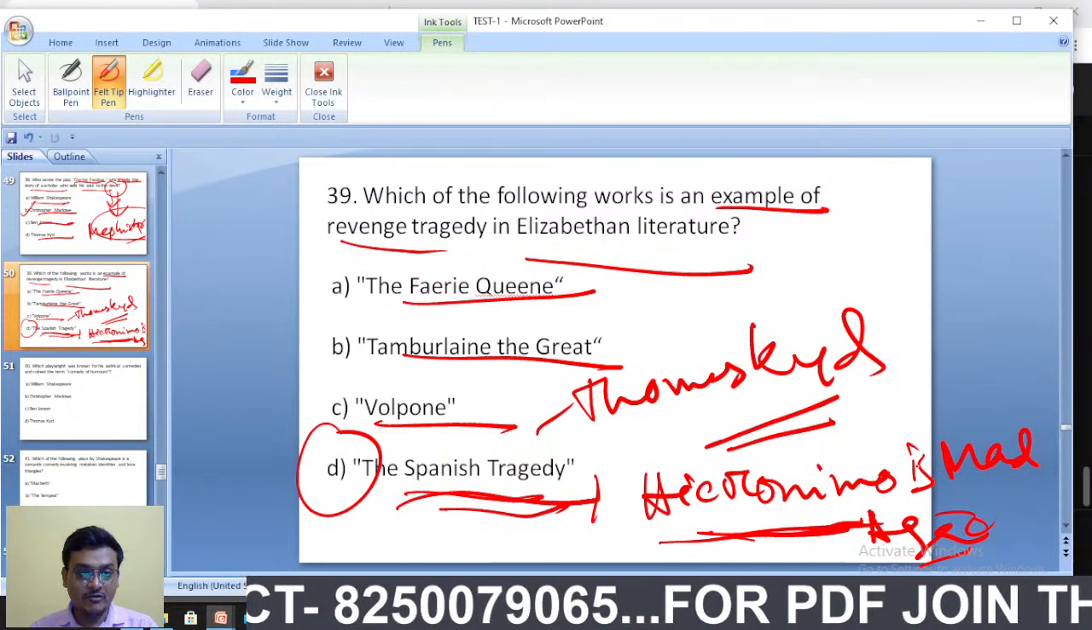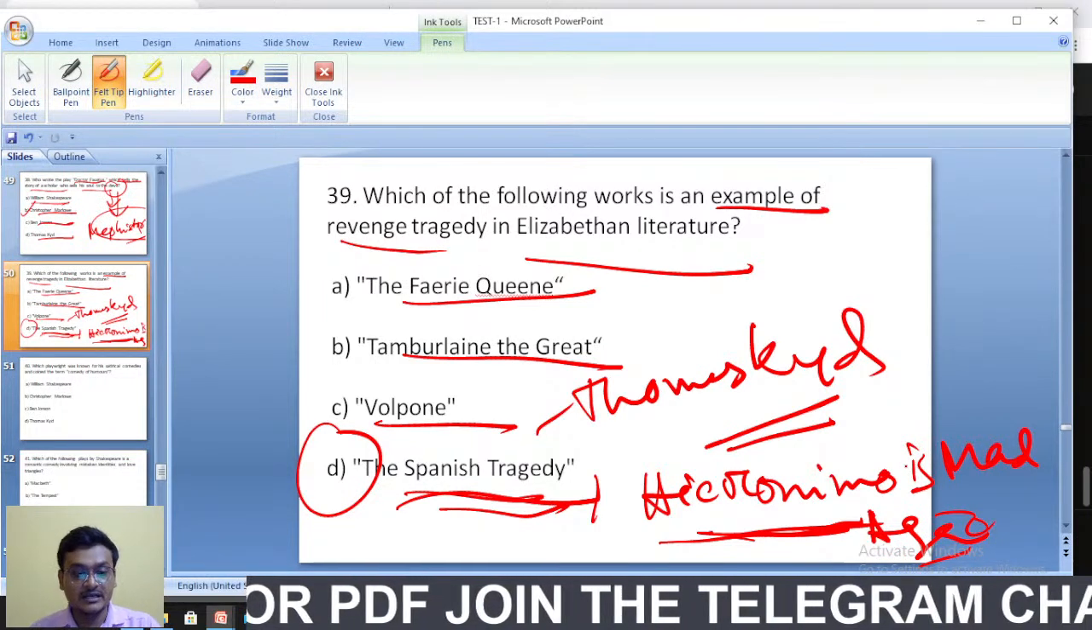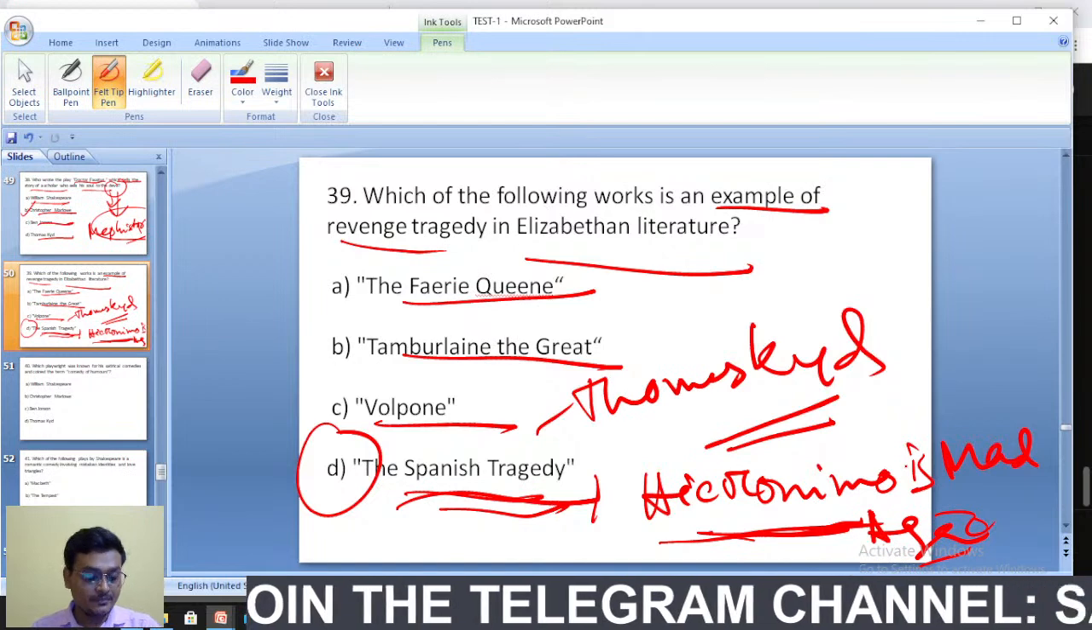Volpone means the sly fox, the clever fox in Italian, by Ben Jonson. Okay.